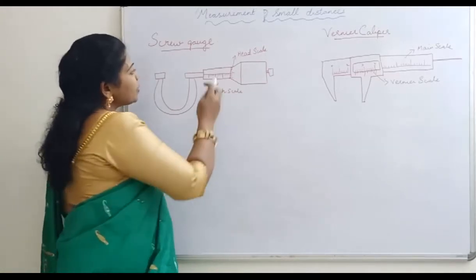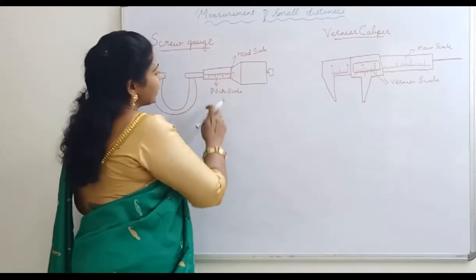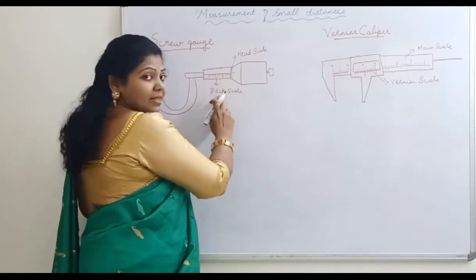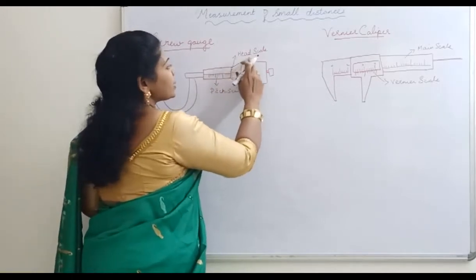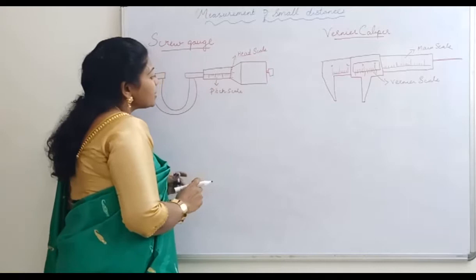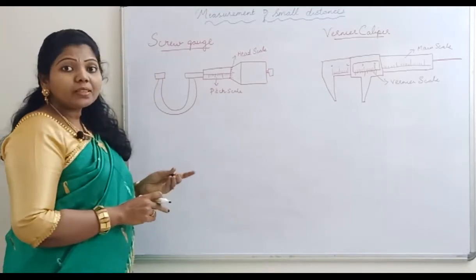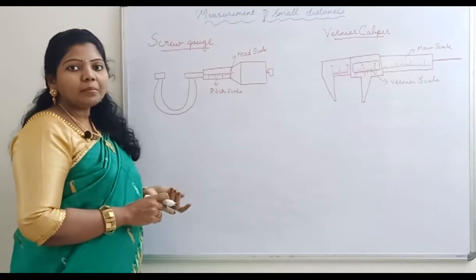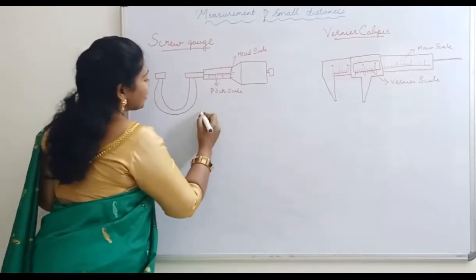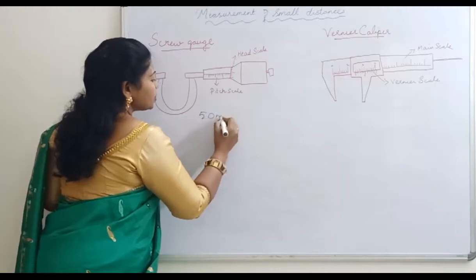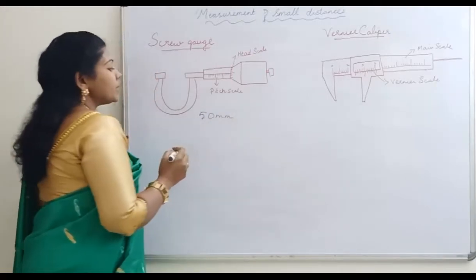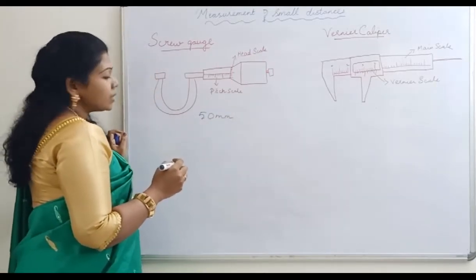There are two different scales in the screw gauge. This scale is called the pitch scale and this one is called the head scale. So what are the two scales? Pitch scale as well as the head scale. This screw gauge is used to measure the dimensions of objects up to 50 millimeter.